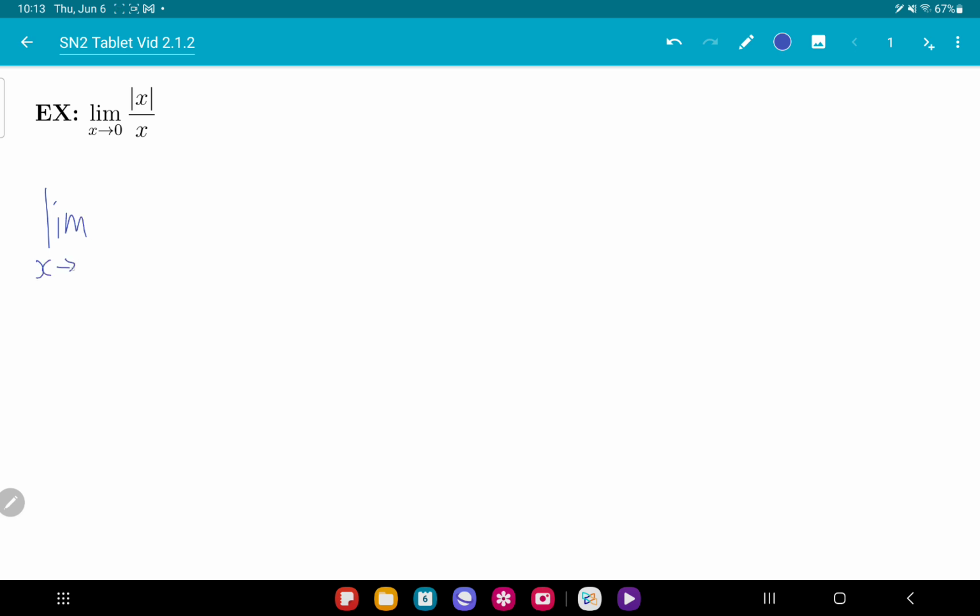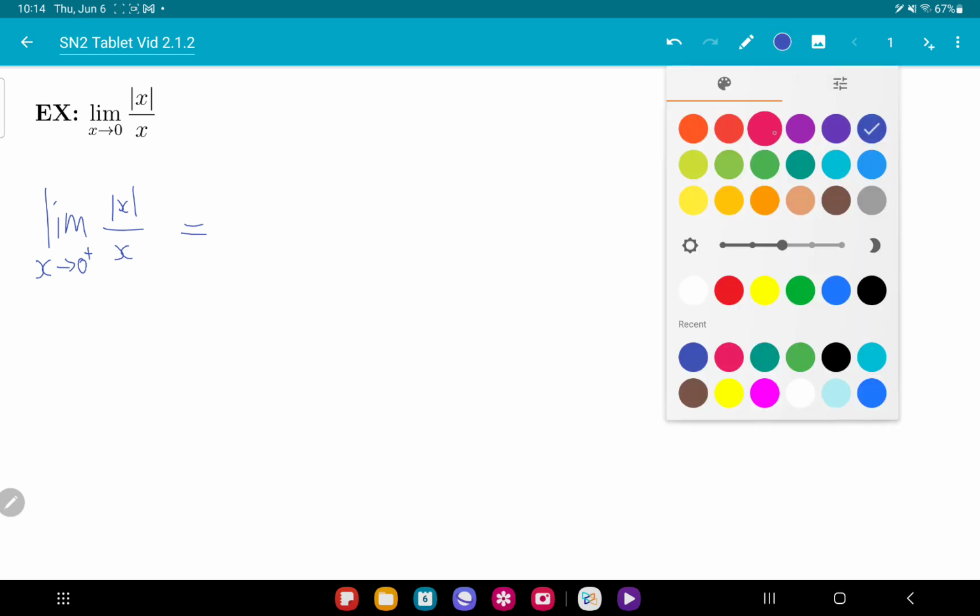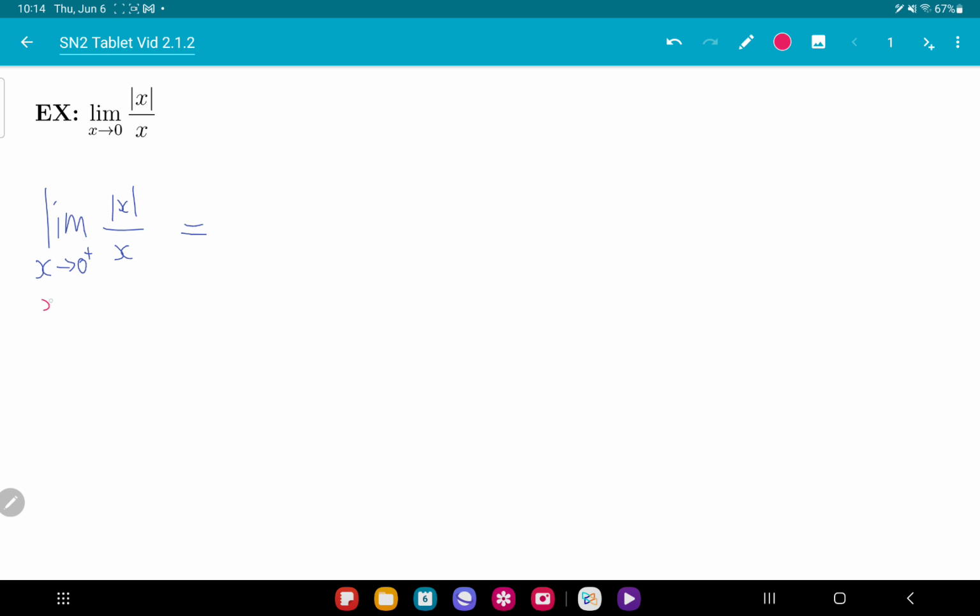Okay, x goes to 0 plus first, why not? Limit of absolute value of x over x. Okay, now x is going to 0 plus. What you could do if you want, you could just write under here x is bigger than 0. That's what 0 plus means.